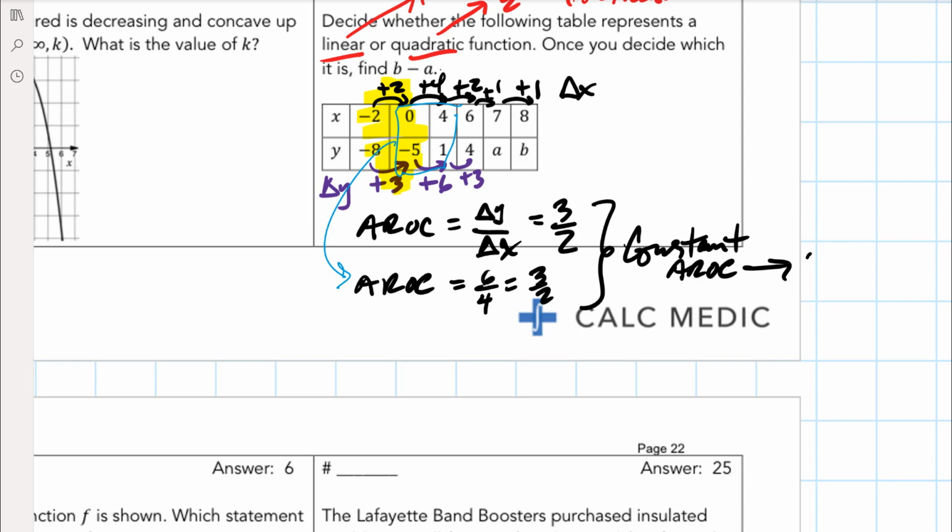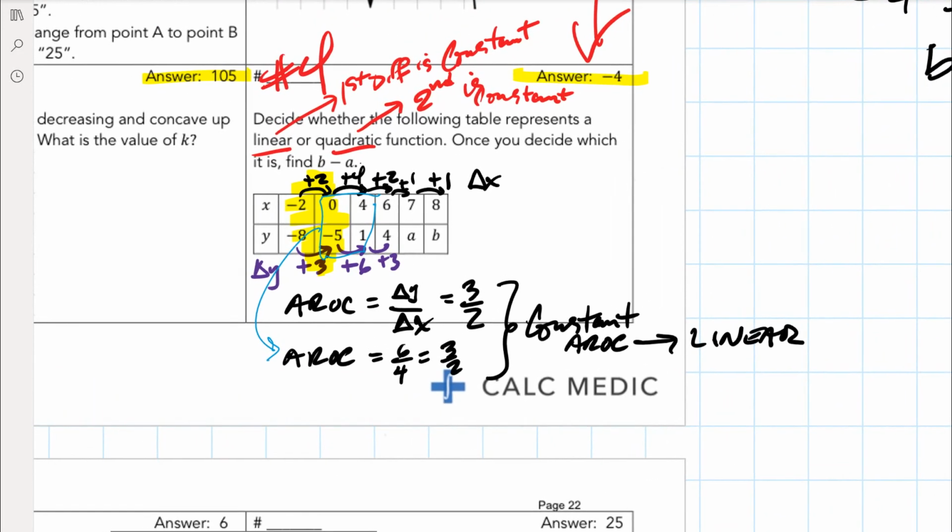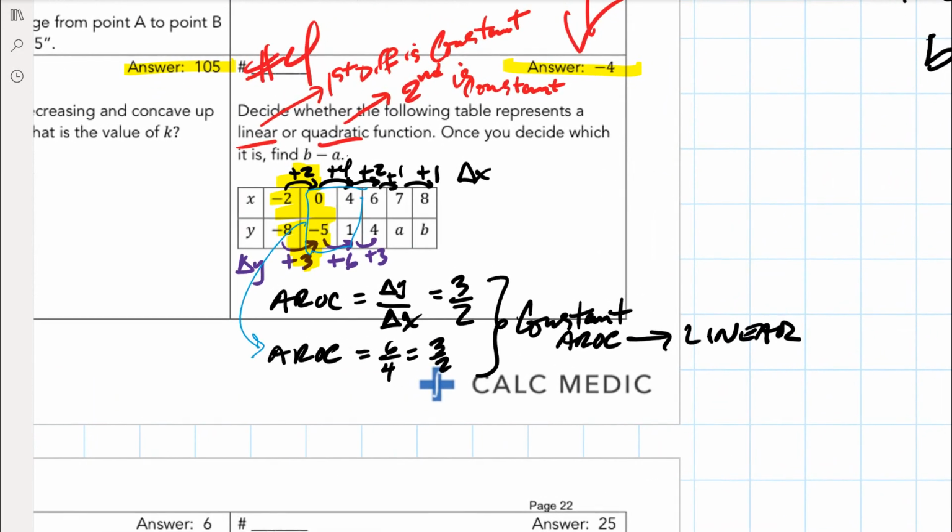So this is a constant average rate of change. That implies that you have a linear function. So there's no guessing here. There's analyzing, as I say in class, okay? There's no guessing, there's analyzing. All right, we don't assume, we analyze. Now it's linear. So we answer the question, decide whether the table represents a linear or quadratic. Okay, it's linear because we have a constant average rate of change.